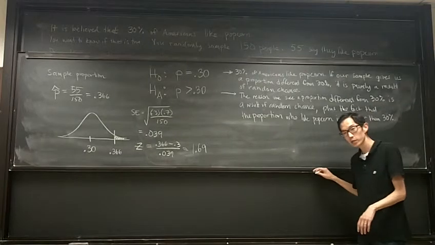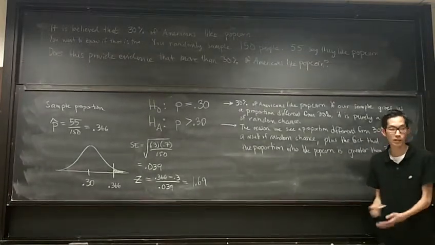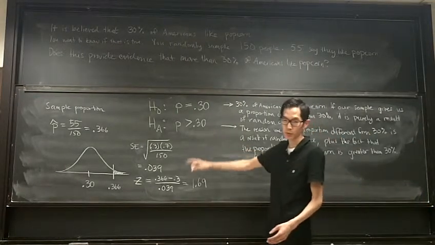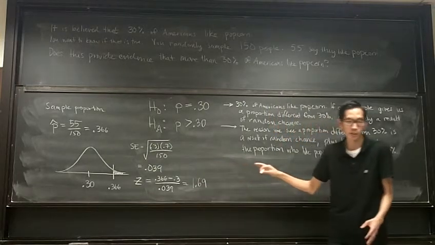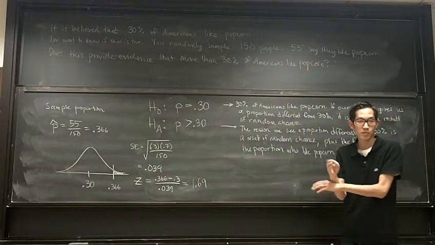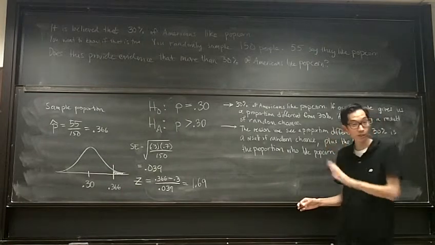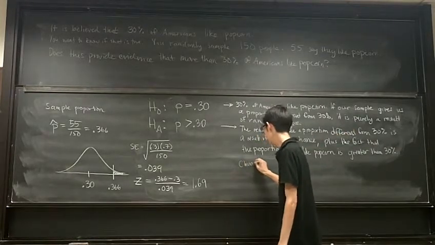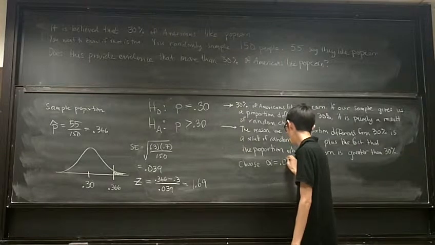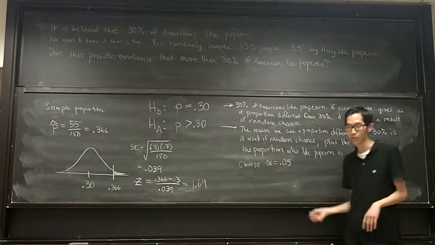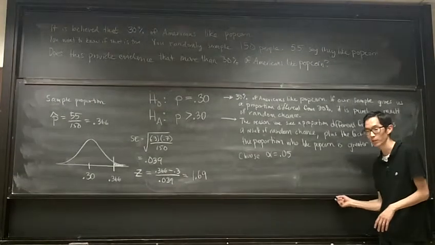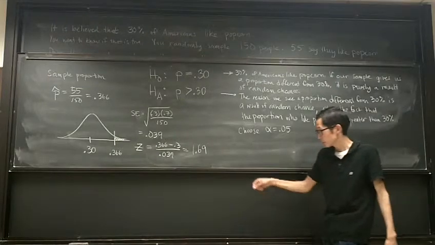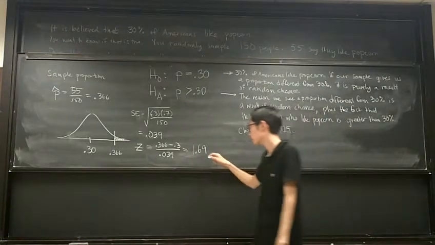Oh, I forgot. We have to select an alpha, or a significance level, before doing this. That's step 2, isn't it? Yeah. So what do we want to choose? 5%? That's not 0.5, that's 0.05. So we choose alpha equal to 0.05. Now we can debate whether or not that's a good choice for alpha, but let's say alpha is equal to 0.05. So we get z equal to 1.69. This is my test statistic.